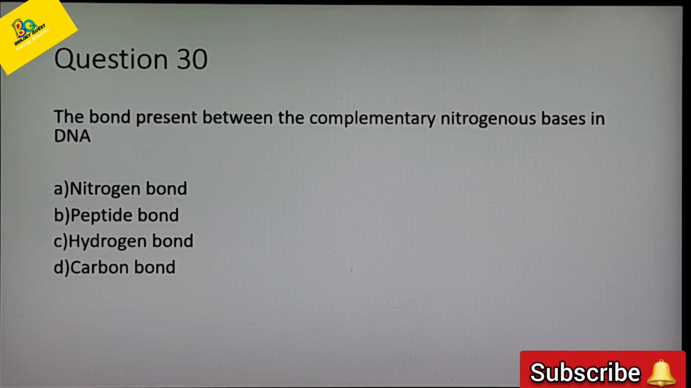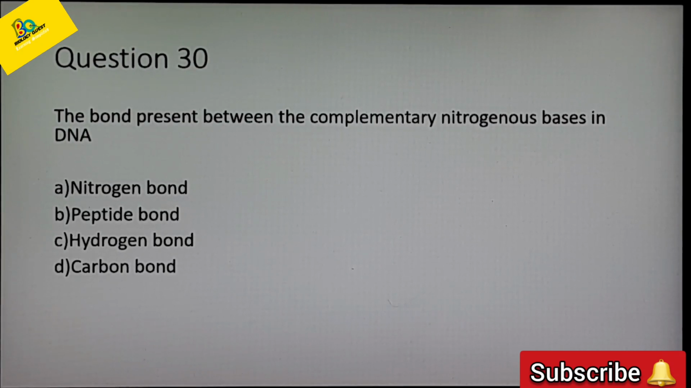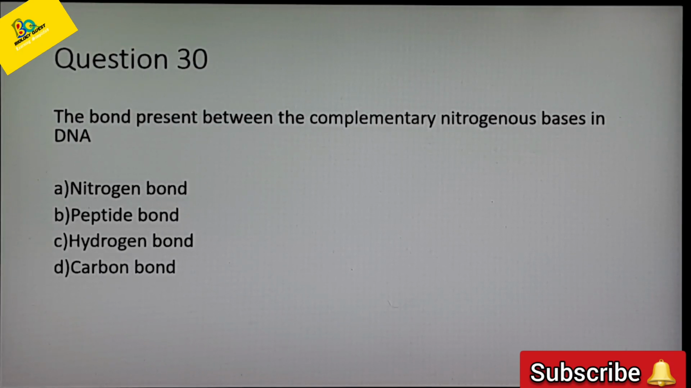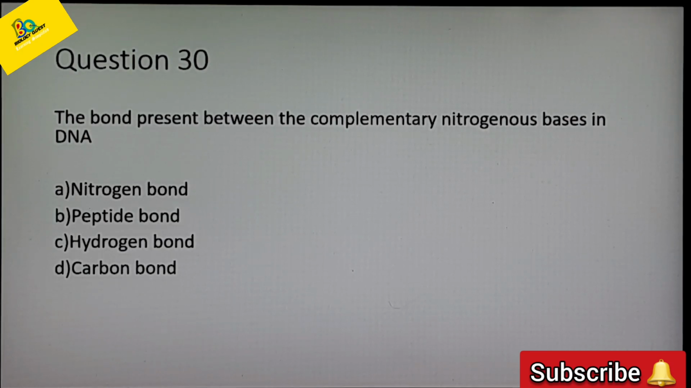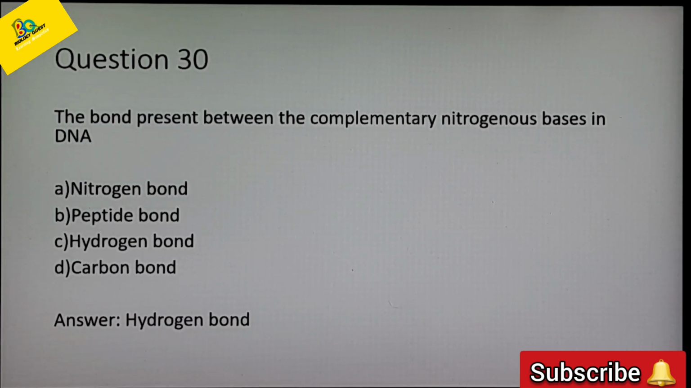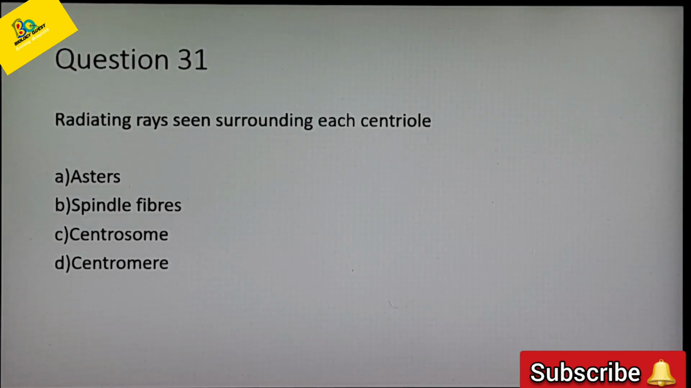There are two bonds between adenine and thymine. We know adenine always pairs with thymine. It is a double bond that is formed between adenine and thymine, and cytosine always forms a triple bond with guanine. Okay, so it is the hydrogen bond that is formed. Option C, hydrogen bond. Next question.